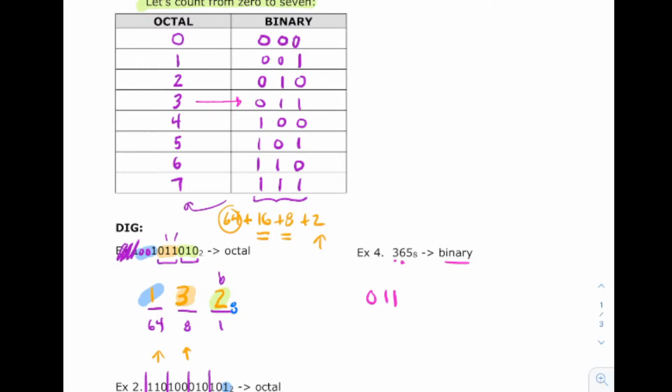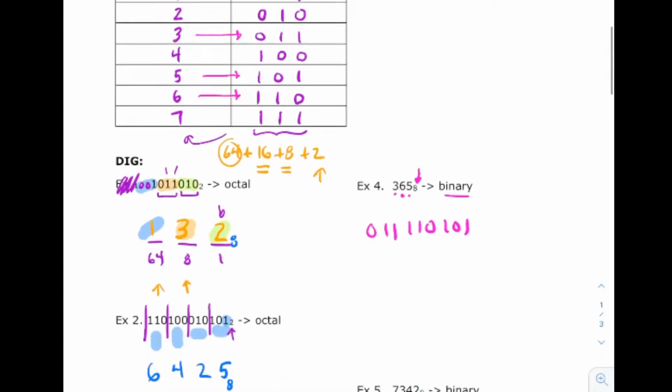The 6 is octal. I know it's octal, it says it right there. So I take the 6 in the octal column, and the binary is a 1, 1, 0. And then the 5 is an octal. The 5, when I go to binary, becomes a 1, 0, 1. And there's your binary. Now you can cross that first 0 off.